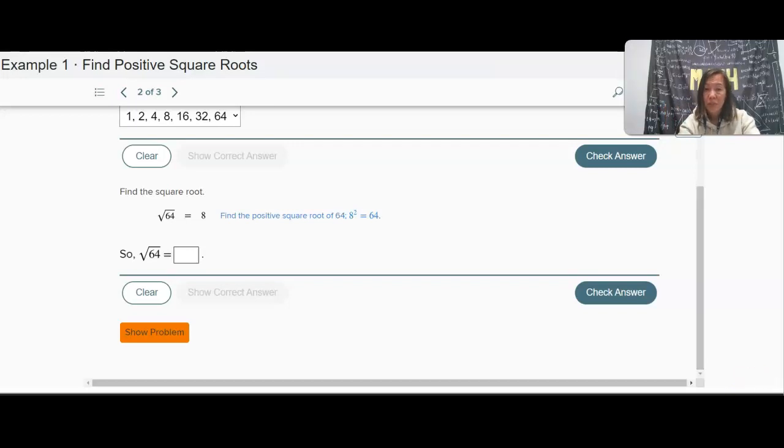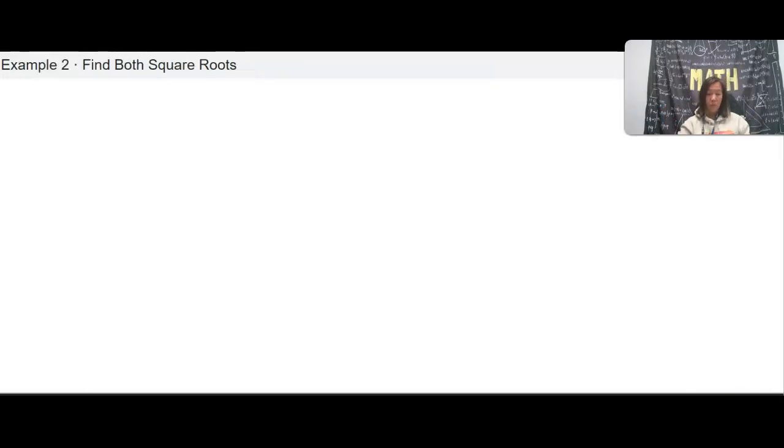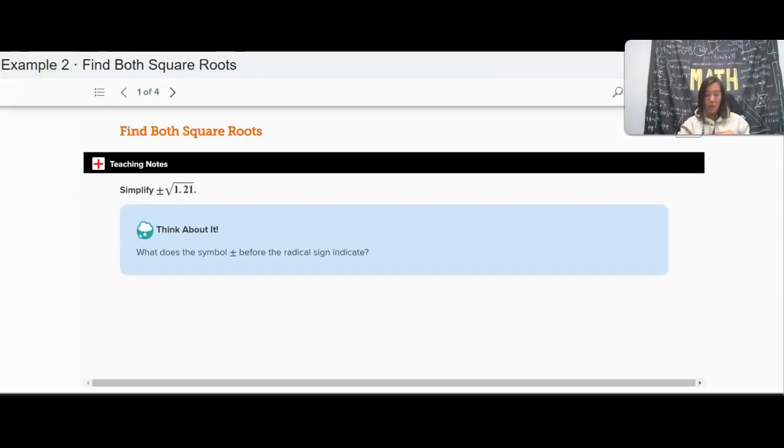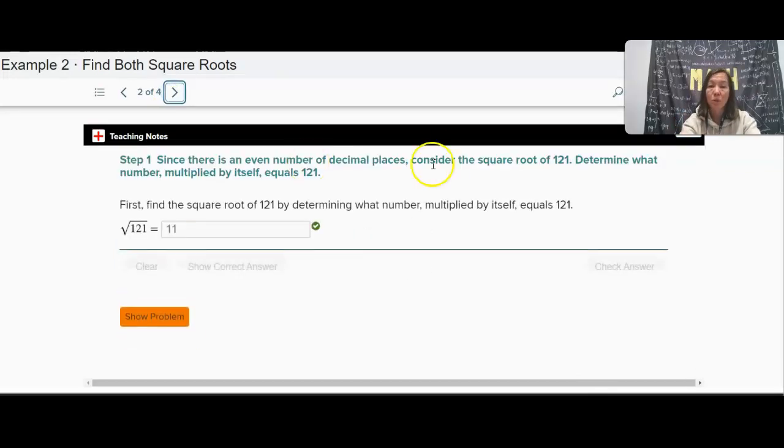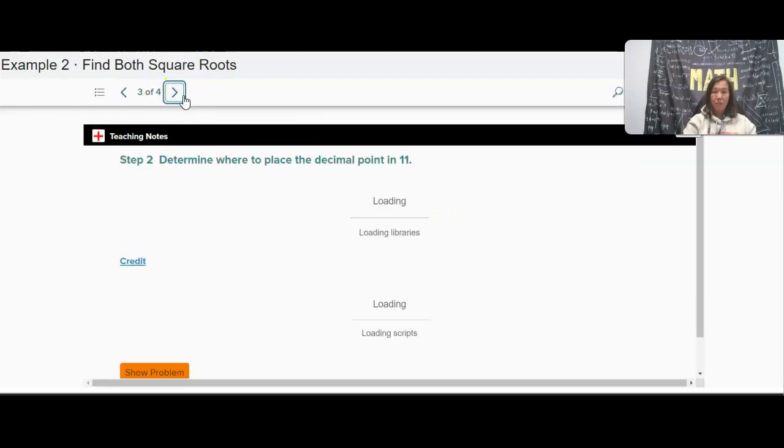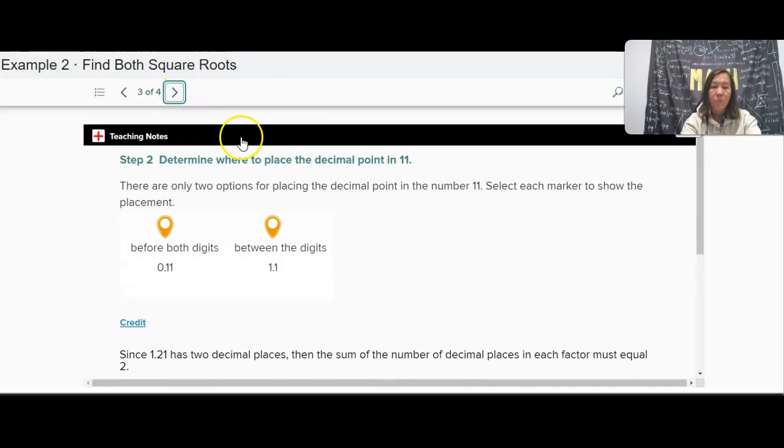If you look at the next one, this one actually is a decimal. Square root of 1.21 on page 81. But you can think of this as kind of the same as finding the square root of 121. So the square root of 121 is 11, because 11 times 11 is 121. However, it's 1.21, so we have to figure out where in our answer does the decimal point go. Now, there's two options. We could put it here, in front of both, or here.